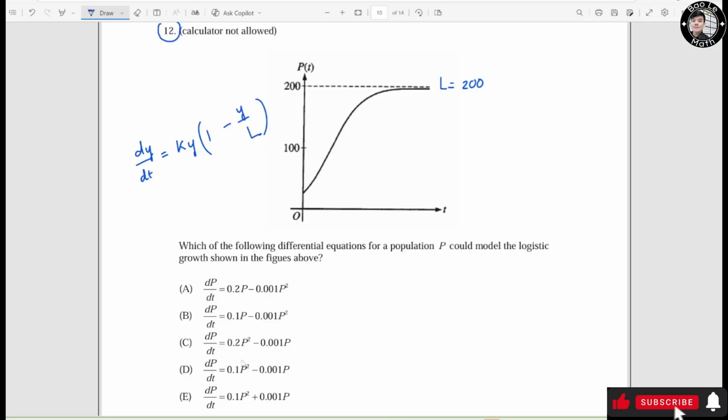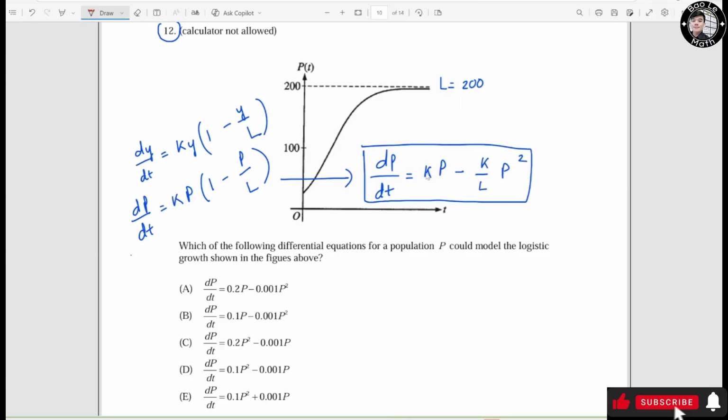Now look at the answer choices right here. Y in this situation is P, so I just replace y with P, right? So I have dP over dt equals k times P times 1 minus P over L, right? Now I'm going to expand this one, so it could be dP over dt equals kP minus k over L times P squared, right?